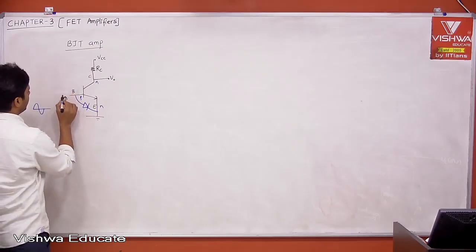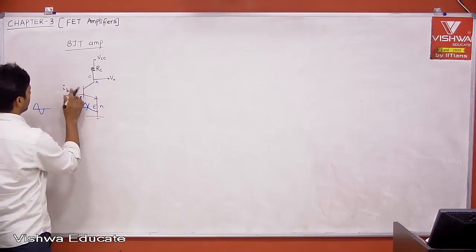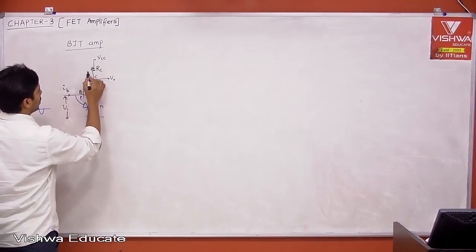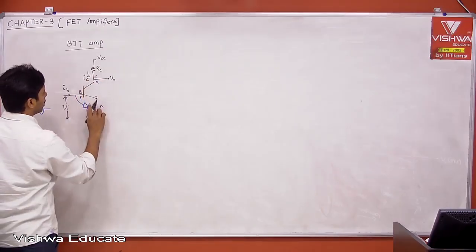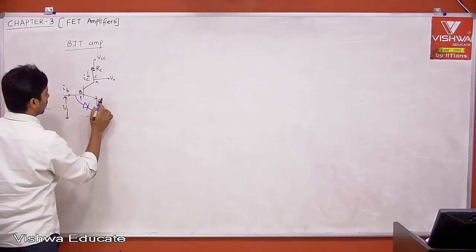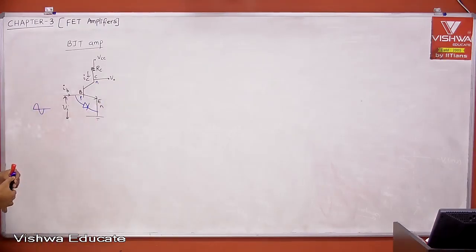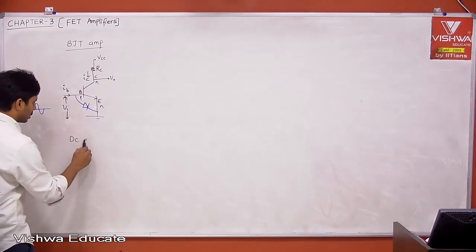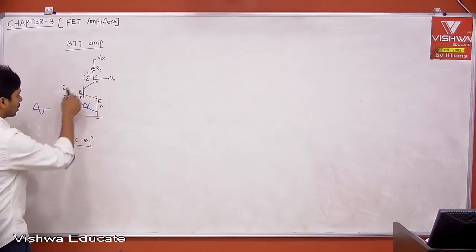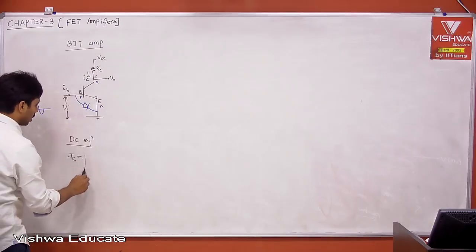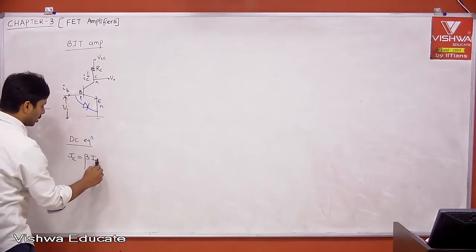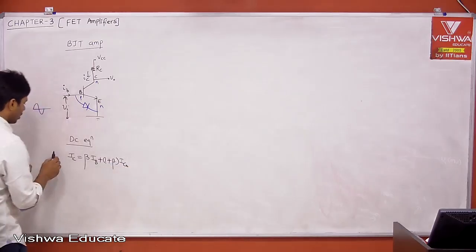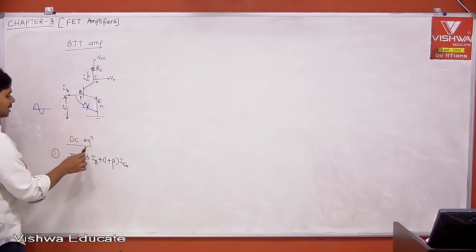This is nothing but your IB, okay? This is IB, and whatever current you get here, this is IC, right? Now, if you take the DC equation, what is the relation? IC is equal to beta into IB plus (1 plus beta) into ICBO. This is equation 1, which gives the relation between IC and IB.